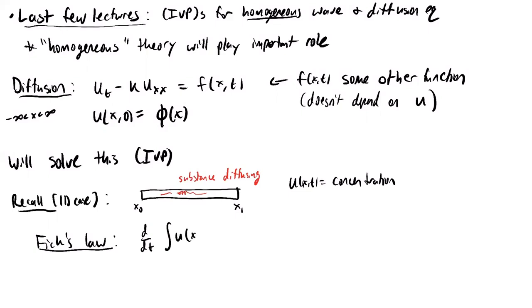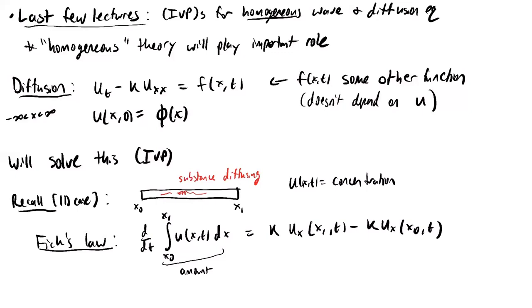So the amount is the integral of the concentration function, which is our solution, from x0 to x1. This integral gives you the amount, and if you differentiate it with respect to t, that gives you the change in the amount. And so Fick's law says that in the one-dimensional version, this is proportional to the flux, which turns out to just be the difference of the first derivatives at the right and left endpoints, respectively. So this is like the flow in minus the flow out.